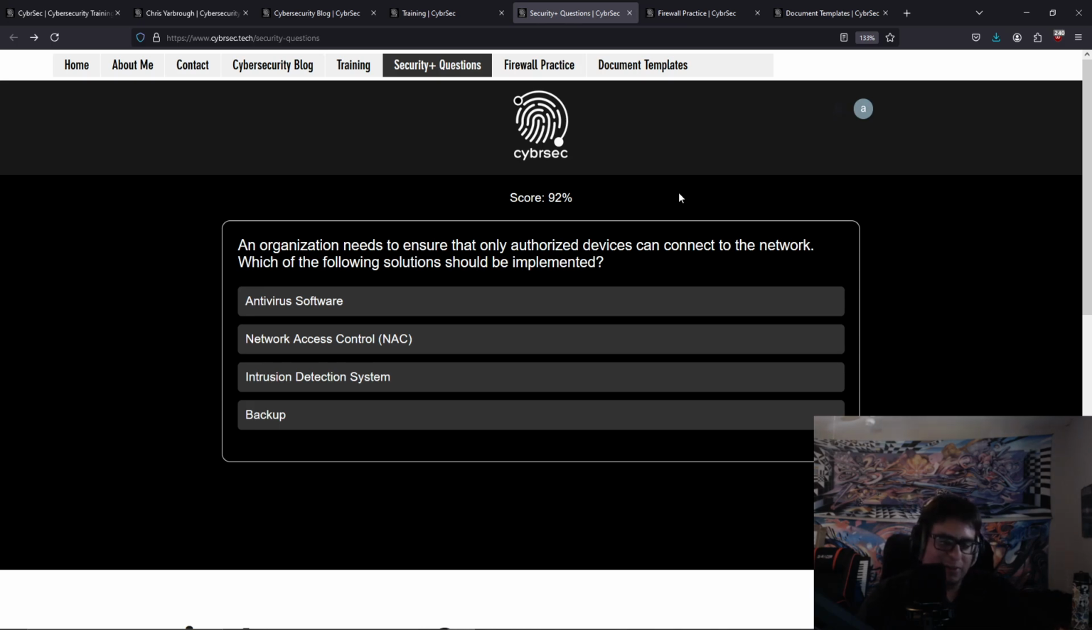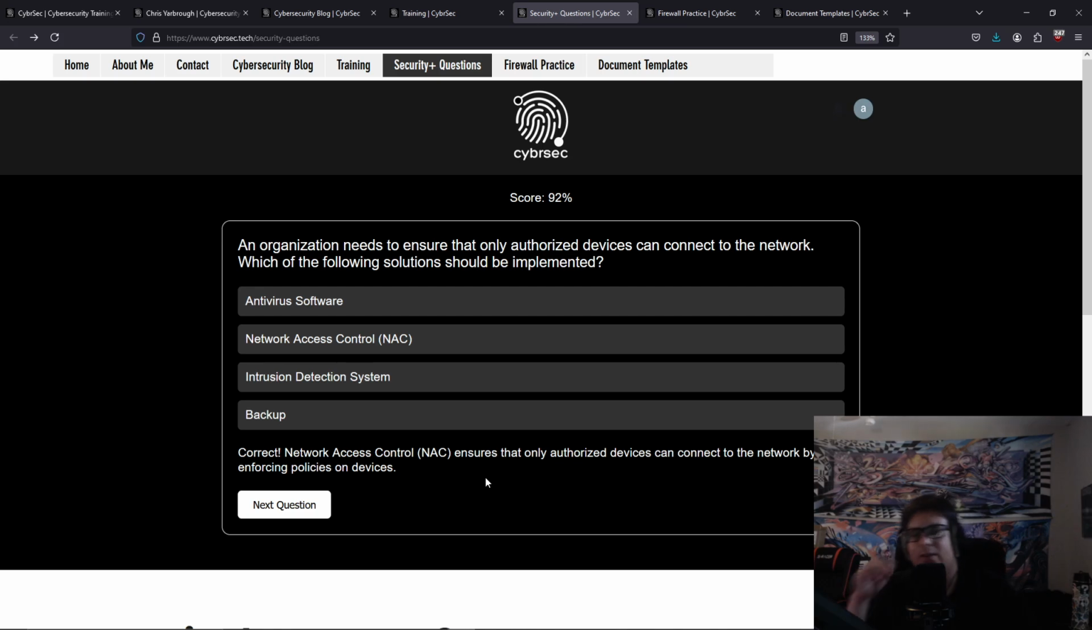Just throwing out helpful tips. An organization needs to ensure that only authorized devices can connect to the network. Which of the following solutions should be implemented? So, only authorized devices is going to be network access control. It's not software because it's devices. An IDS, maybe. It wouldn't be backups either because that's storage. Yes. NAC ensures that only authorized devices can connect to the network by enforcing policies on devices.